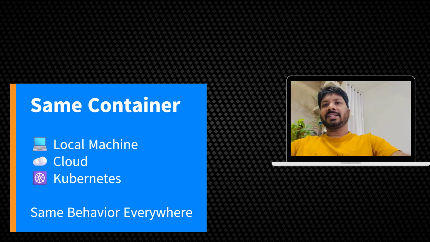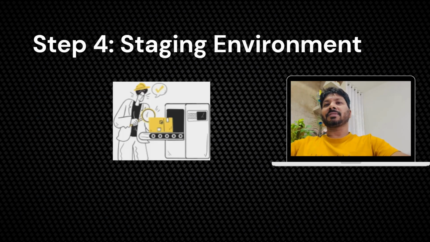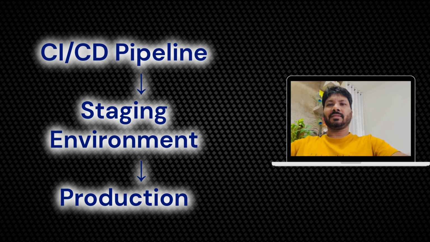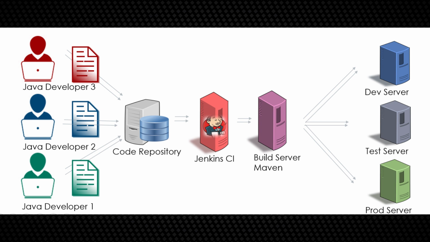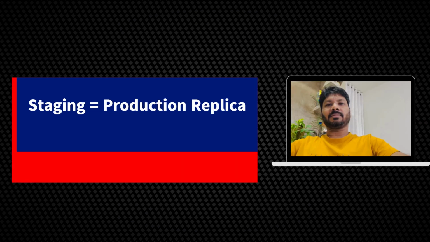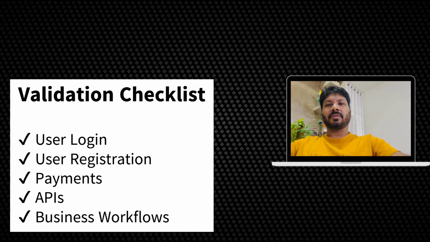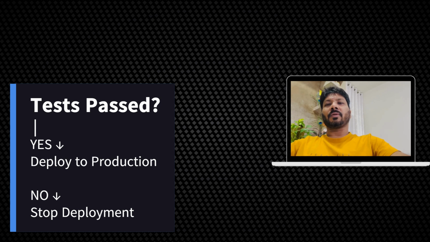Step 4. Staging environment. Before customers ever see your application, it first goes into staging. Think of staging like a dress rehearsal before a live concert. Everything looks exactly like production. Same servers, same database, same configurations. Engineers verify: does login work, does payment work, can users register, are APIs responding correctly? If something looks wrong, the deployment stops right there. Production stays safe.